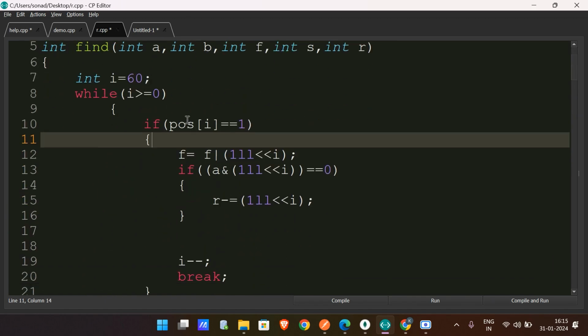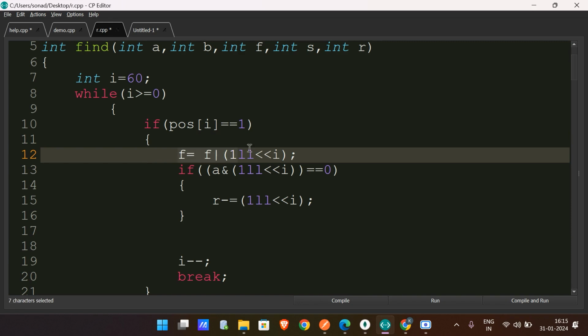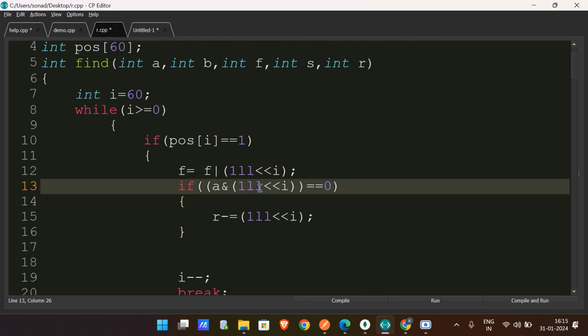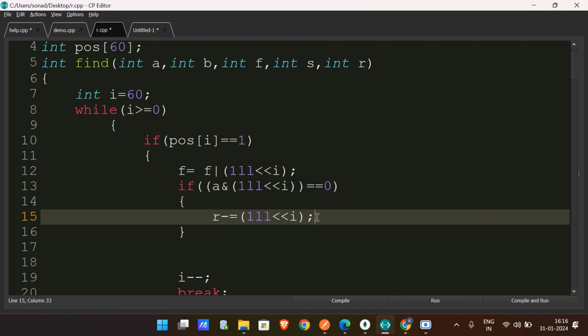So I'm going from the 60th position. So I need to assign the first bit to F now. So if it is 1, then I'll simply do an OR operation with F. Now I have to check whether A has 1 or not at the ith position. If it is 0, it means A has 0 at the ith position, so I have to have 1 in X at the ith position. That's why R needs to be reduced, because I am assigning X with 1 at the ith position. So that costs 2 to the power of I. That's why I'm reducing our R.